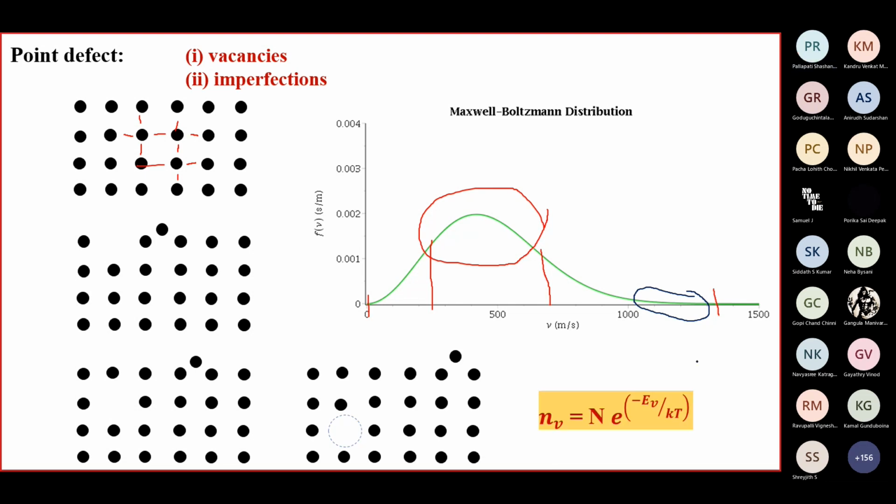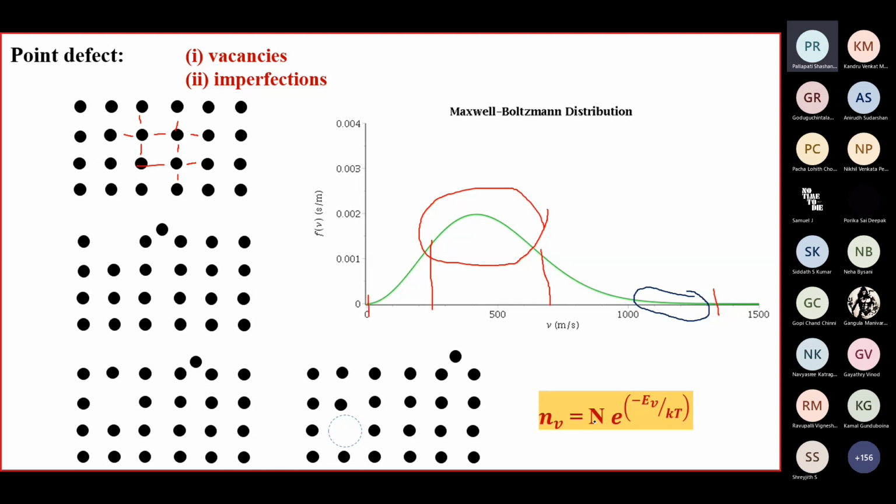Now there is a formula to estimate this vacancy. Not exactly find out, it is just an estimation. To estimate the vacancy, Nv is equal to capital N times e to the power of minus Ev by kT. As temperature increases, vacancy increases. T is the temperature in absolute scale. Ev is the vacancy creation energy, or the energy to create a vacancy.